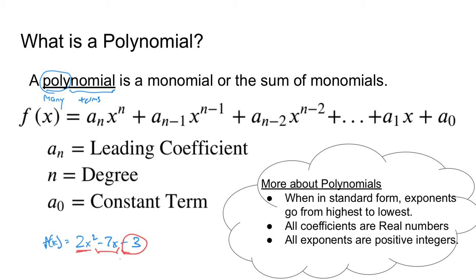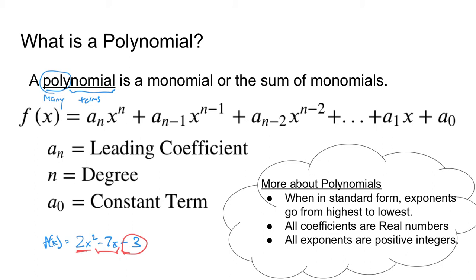You don't have to be too concerned with this generic formula for what a polynomial actually looks like. There are just some important things that we need to identify from it. For example, when we write our exponents, we always put them in descending order, right? So when in standard form, exponents go from highest to lowest. It means I'm going to put the highest exponent first and the lowest exponent last, or the constant that doesn't have anything at the very end.